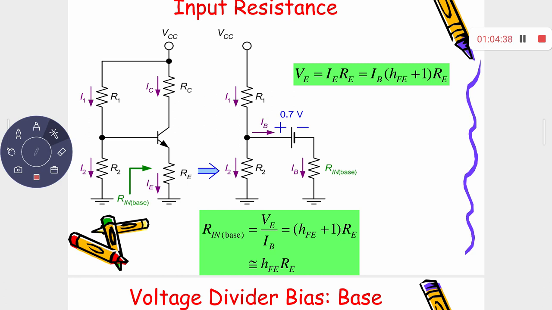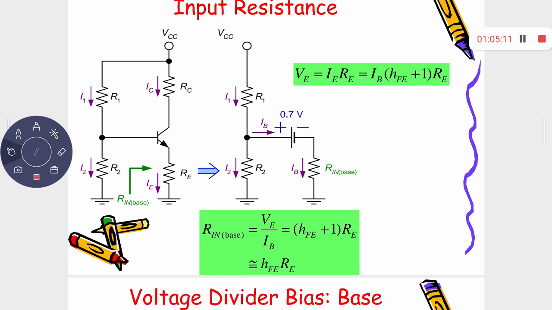Now if this beta times RE is much, much greater than R2, right, then the transistor doesn't load this R2 resistor. In that case, most of the current will flow through this R2. R2 is much, much greater as compared to your IB. Rin is much, much greater. So V upon IB. That voltage, over here, what is the voltage? That's what is V. What is the current being drawn? IB. Right?